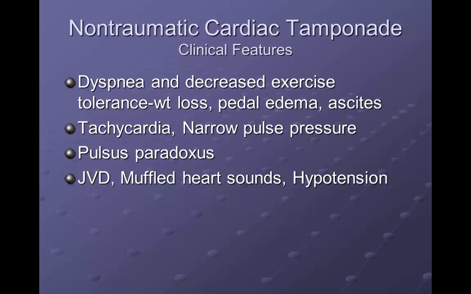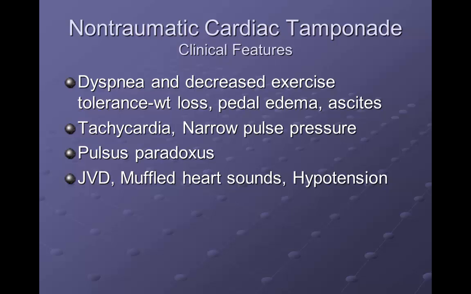Patients basically present with more or less the same symptoms, in addition to muffled heart sounds, hypotension, and jugular vein distension, which is a triad. Patients have pulsus paradoxus, which is no more than a decrease during inspiration, narrow pulse pressure, as well as shortness of breath, pitting edema, ascites.